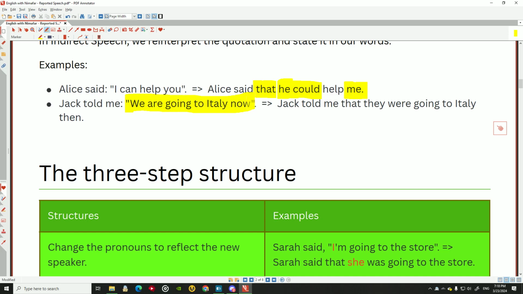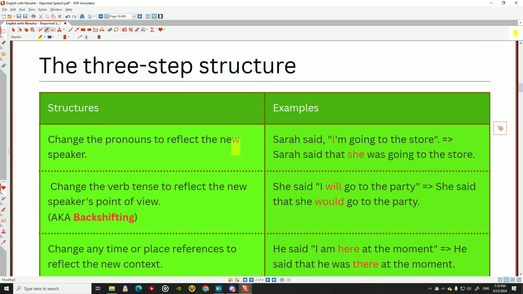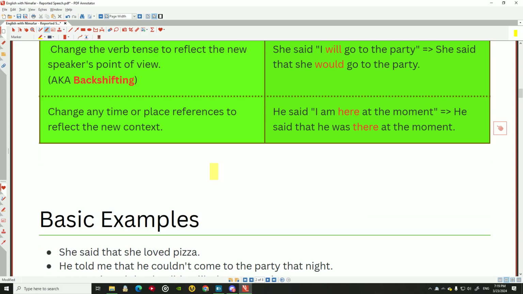Or another example we had was "We're going to Italy now." Jack told me that they were going to Italy then, because it's no longer now. It's past. Maybe they even returned, but we're just saying what happened. So we change "now" to "then." We will cover all of them one by one.